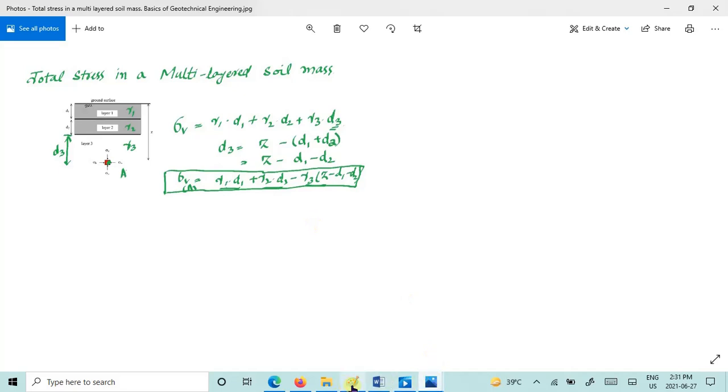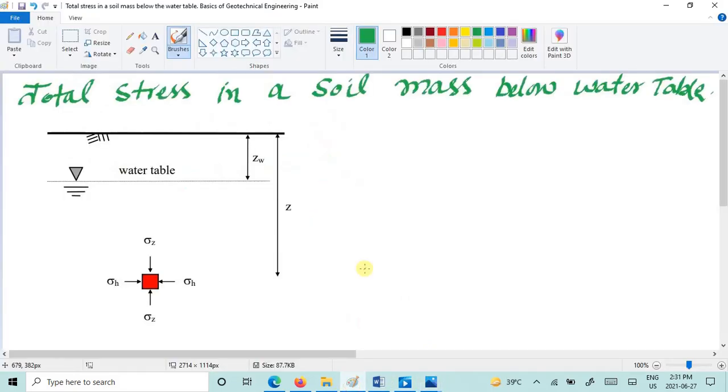Now in today's video we are going to study what if we encounter a water table at a certain depth in the field. For example, if we call that depth ZW, and this is the ground surface, and we are asked to find the vertical stress sigma Z or sigma V at this particular point A.